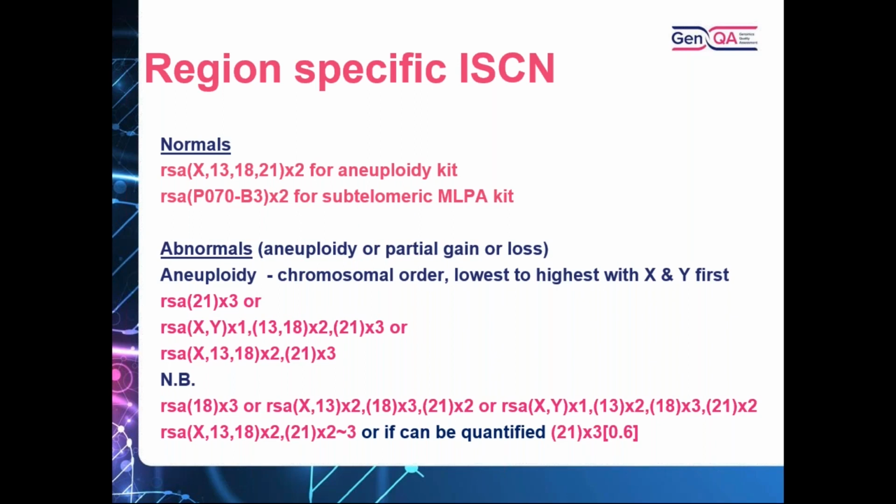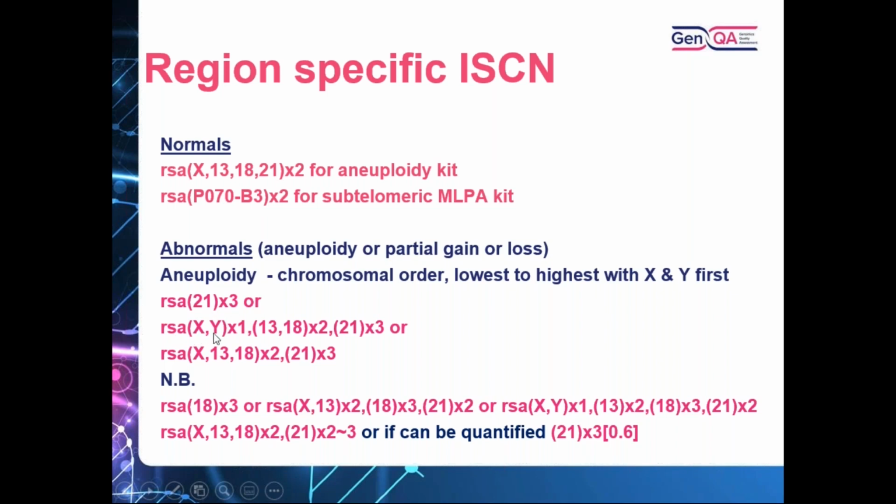For the region-specific ISCN, again, because you've got brackets, it's RSA, bracket, X13, 18, 21, and bracket times 2 for an aneuploidy kit. And because you haven't got the nucleotides here, and it's also normal, you just put the kit name times 2 for, say, a subtelomeric MLPA kit. For an abnormal, where it's aneuploidy or partial gain or loss, again, it's still chromosome order, lowest to highest with X and Y first. RSA 21 times 3, or these are all correct.